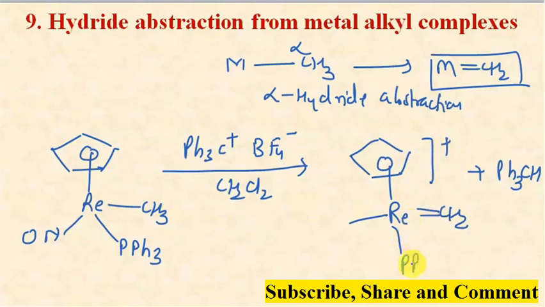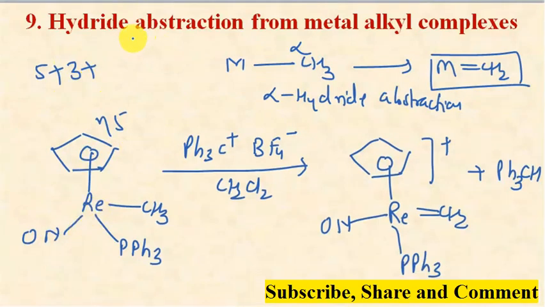Here we have the triphenyl phosphine substituent, here we have NO as substituent. As far as the electron count is concerned, eta 5 contributes 5 electrons. Nitrosyl is linear, 3 electrons. Rhenium belongs to the manganese group and has 7 electrons in its valence shell, 1 electron for the methyl substituent and 2 electrons for the triphenyl phosphine substituent. So 5 plus 3 is 8, and 8 plus 7 is 15, 16, 17, 18. So we have 18 electrons. In the last compound, which is the product, we also have an 18 electron count.